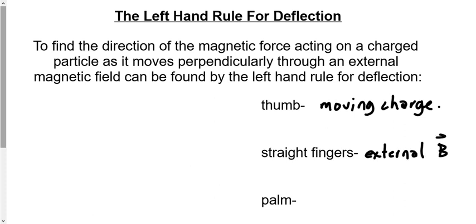Now remember, there are two magnetic fields here. There's the one that's caused by the moving charge, but there's also the one that was already there, the external magnetic field. If we wanted to use the wire grasp rule, our bent fingers would point in the direction of the field caused by the moving charge. But for the hand rule for deflection, our fingers point in the direction of the external magnetic field. Your palm will automatically point in the direction of the magnetic force.